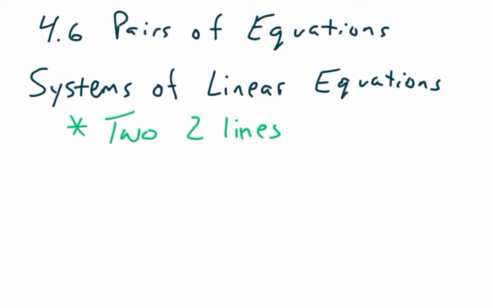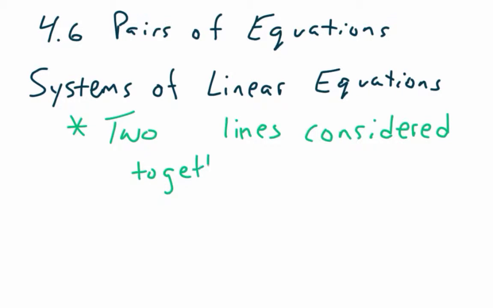Because a linear equation is going to be an equation for a line, right? Linear is line. So a system is going to be two lines, and I wrote two twice, didn't I? So two lines that are considered together. And we'll look at a couple examples of this soon.